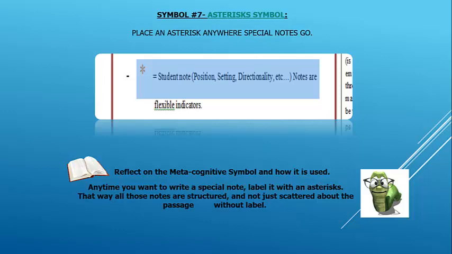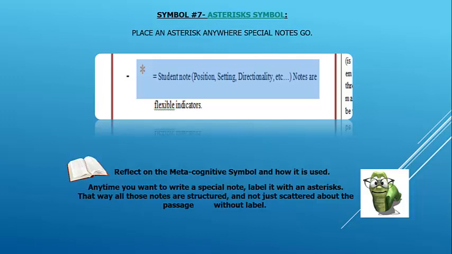And finally, symbol number 7, the asterisk symbol. Place an asterisk anywhere special notes go. Of all the symbols, the asterisk symbol is the most versatile, i.e. the most flexible. The asterisk can be used to show a student's note for position, setting, directionality, and really anything that the reader finds important that they feel that they must note or write extra notes about.